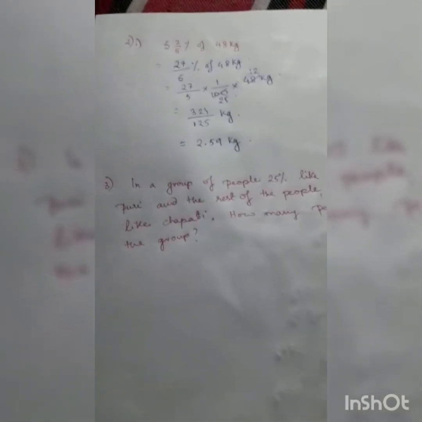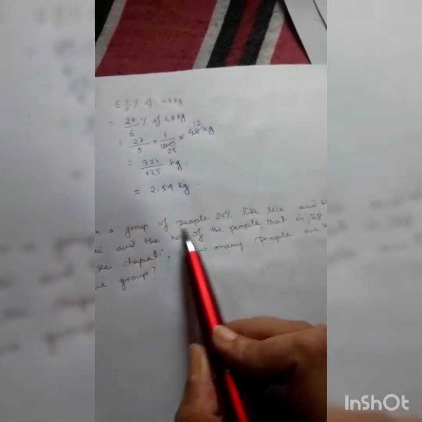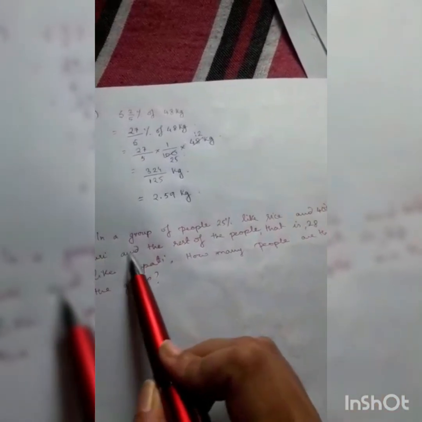Okay, so in the third question, we have a group of people where 25% like rice and 40% like puri, and the rest of the people, that is 28 people, like chapati. Now the question is, how many people are there in the group? We do not know the total number of people in the group. The information provided to us is the percentage of people who like rice, the percentage of people who like puri, and the number of people who like chapati, right?